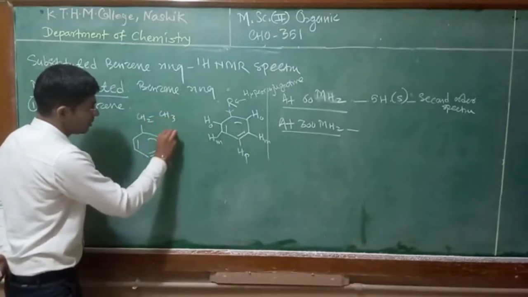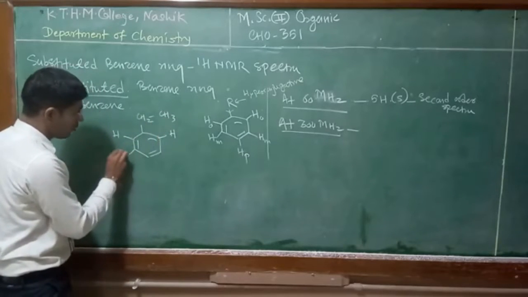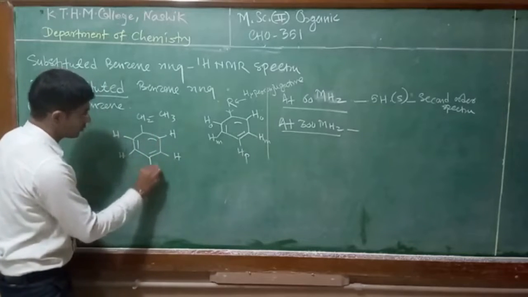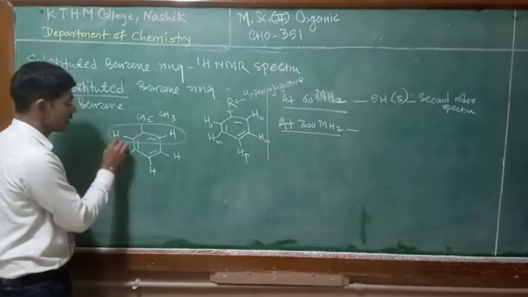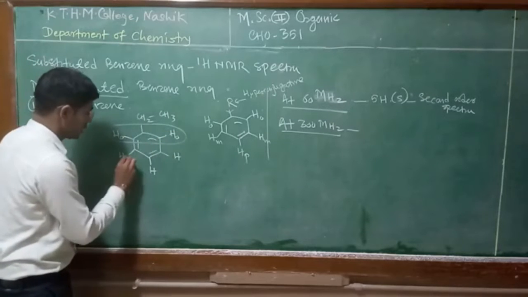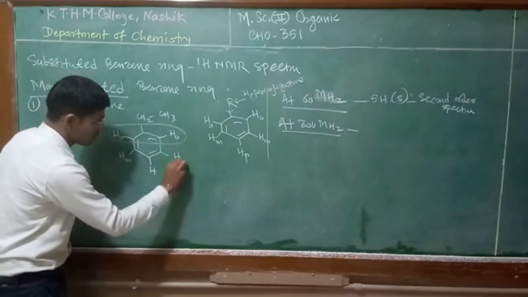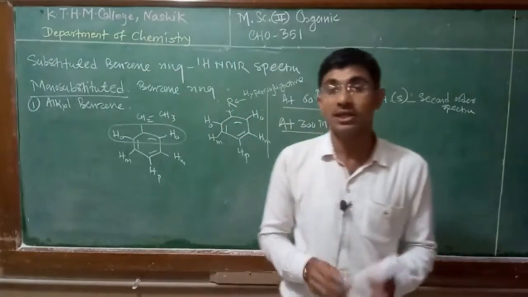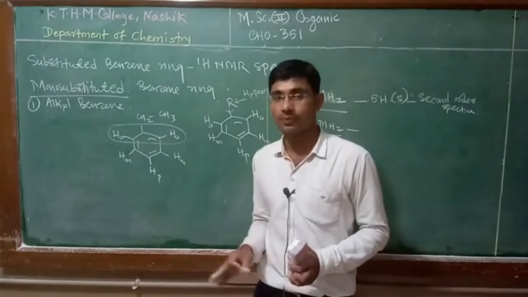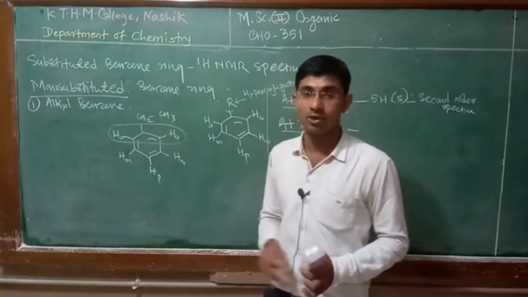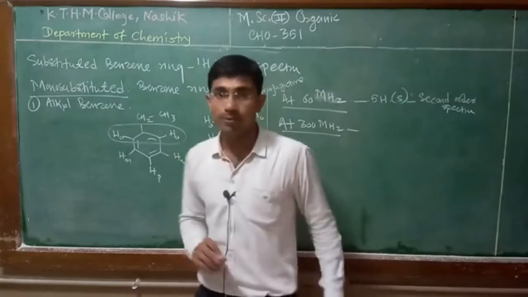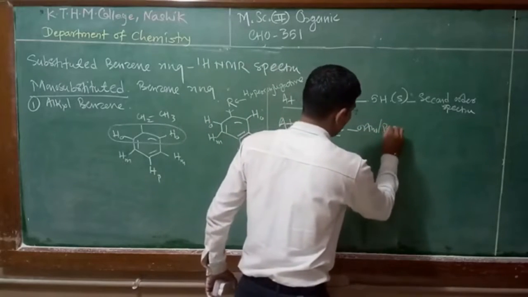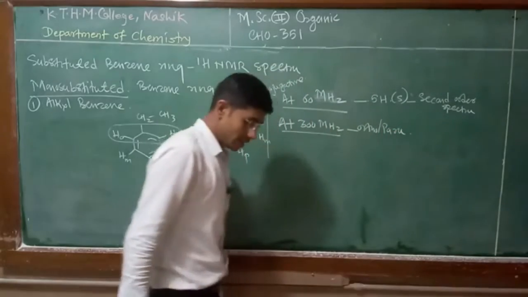So in ethyl benzene, obviously electron density over these protons increases. So ortho and para protons are particularly shielded here because of the electron donating effect of this ethyl group. So ortho and para protons give the signal; they are shielded.